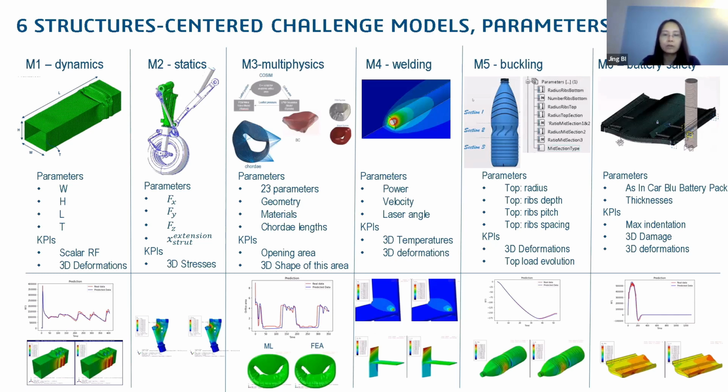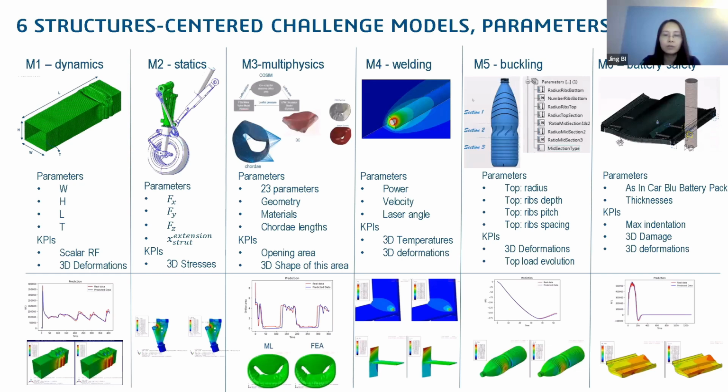The training data was generated with Abaqus Explicit, covering a number of geometric design parameters as inputs, and outputs are the reaction force histories and the 3D deformation field. Model 2 is a statics example simulating the landing gear component under various airplane landing conditions.